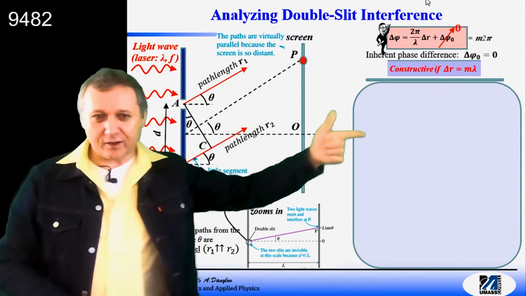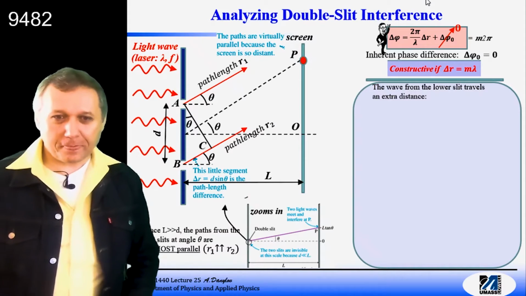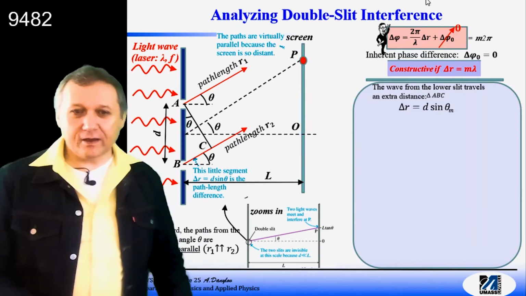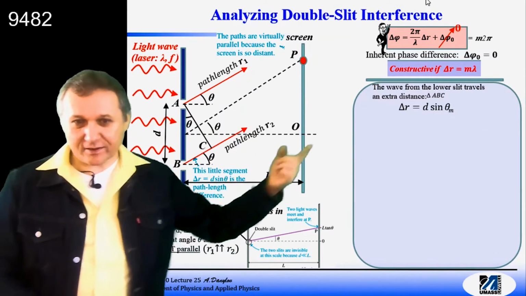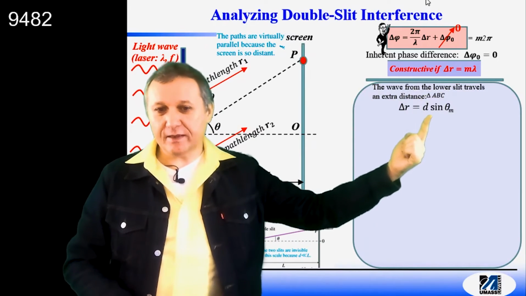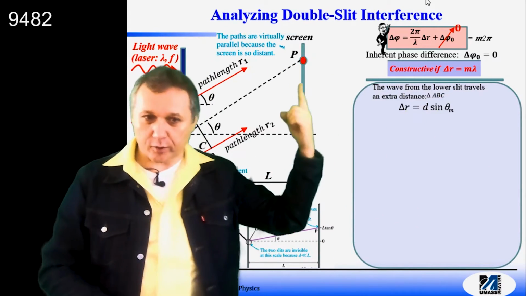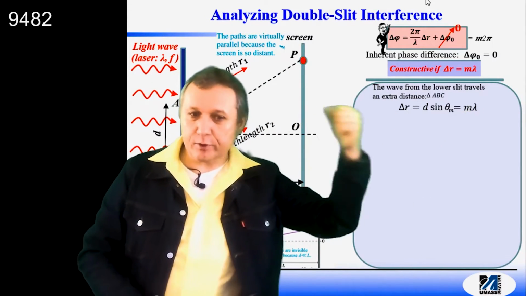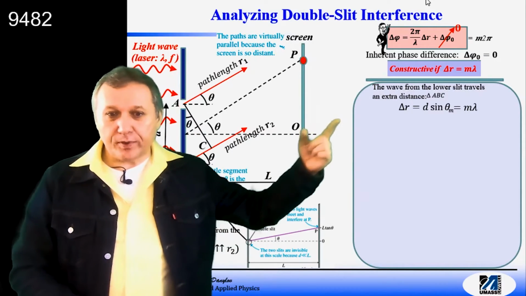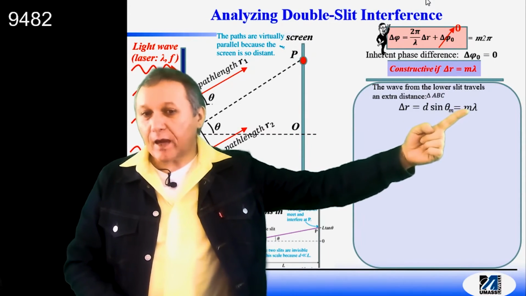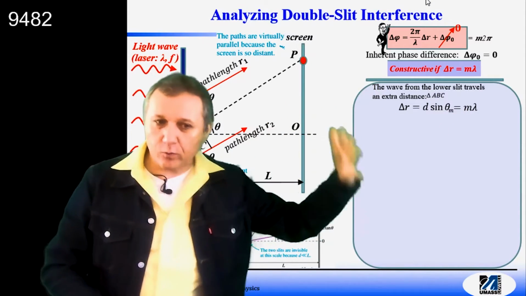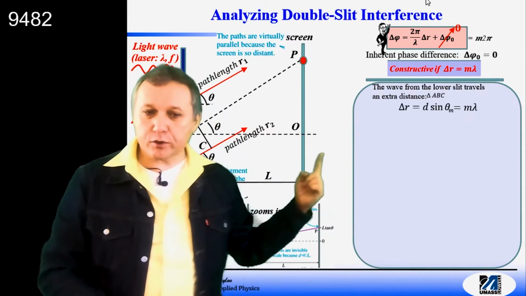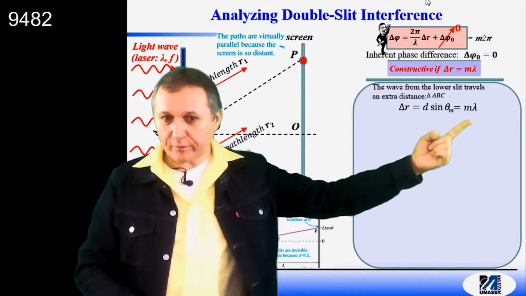Now let me show it in this box. From the triangle ABC, we get that delta R, the path length difference, equals D sine theta. And remember, we want the condition so that at this point P we get constructive interference. So it must be equal to m lambda. Here m is an integer: 0, 1, 2, 3, 4, 5, all the way to infinity. So we're going to have lots of bright spots because of many integers.